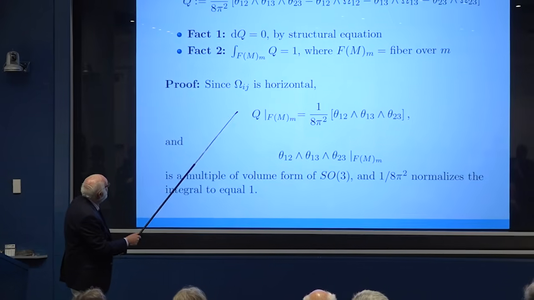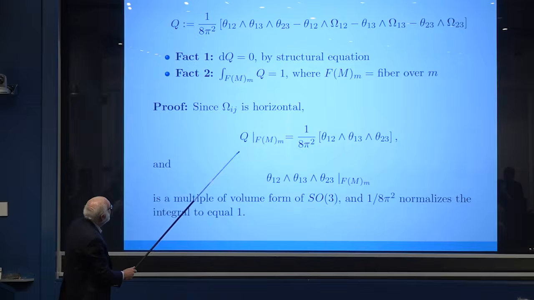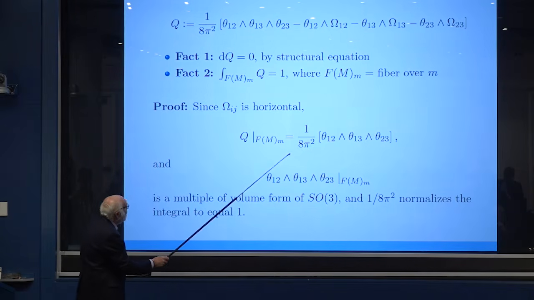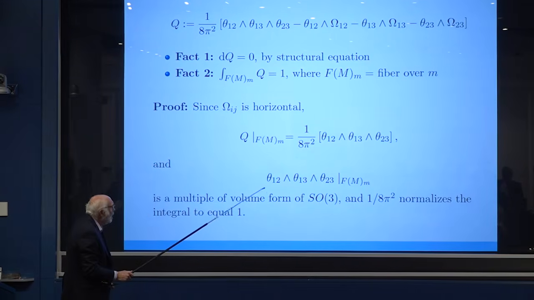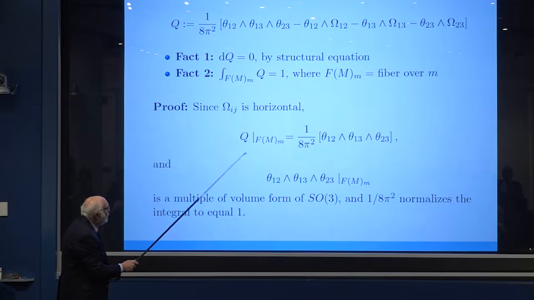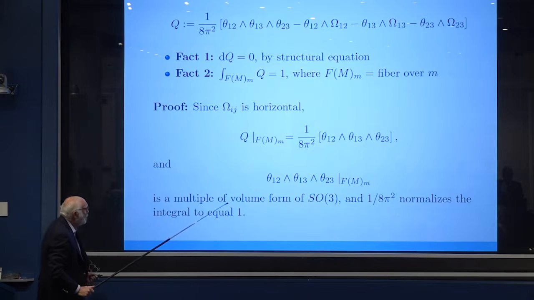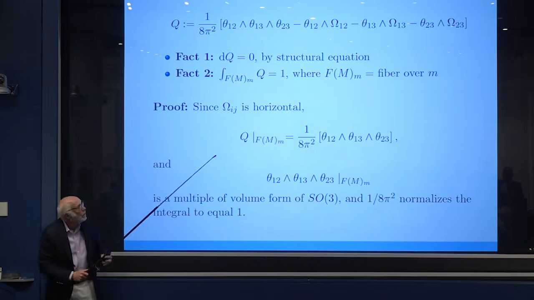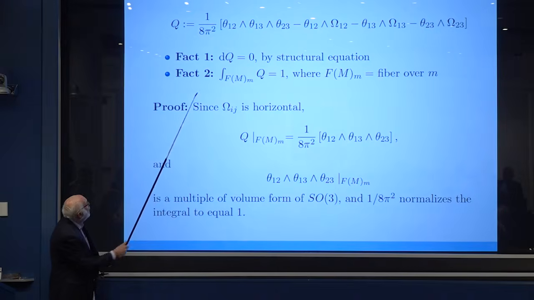Now, the proof of that is, since Ω is horizontal, if you restrict this thing to the vertical fiber, all you get is this term. And it's normalized. So when you integrate this over that, it's a multiple of the volume form of SO(3). And I wanted it to be 1, so I normalized it by 1 over 8π², and that makes its integral over the fiber 1.